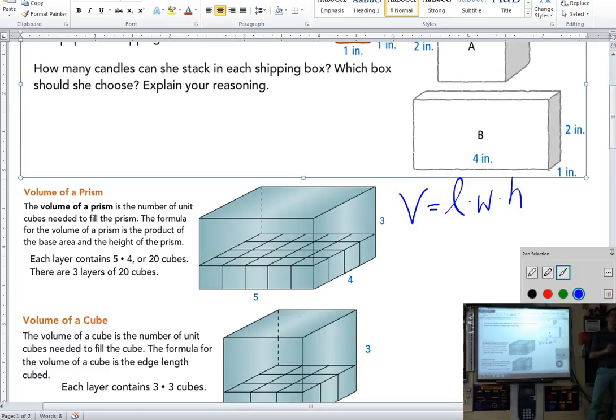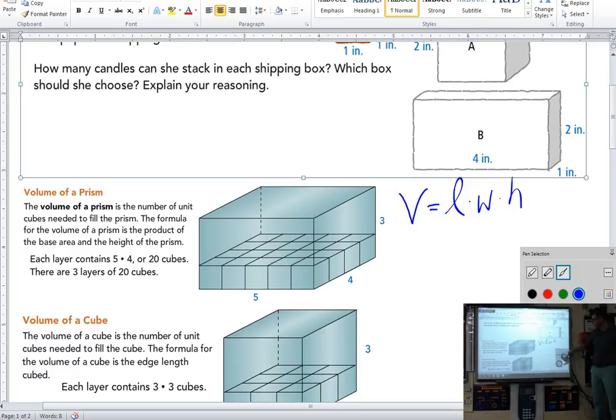Now, the only reason we don't use that now, this height, well, height of what? Is that height of the base, height of the prism, height of the... And what then if I have a triangular prism? Length times width times... Height times half. So this is why we use a different formula.